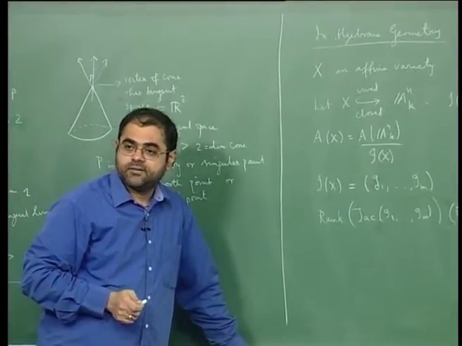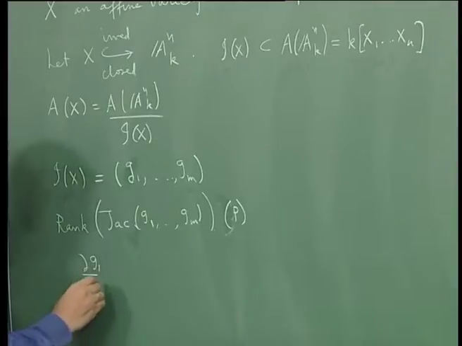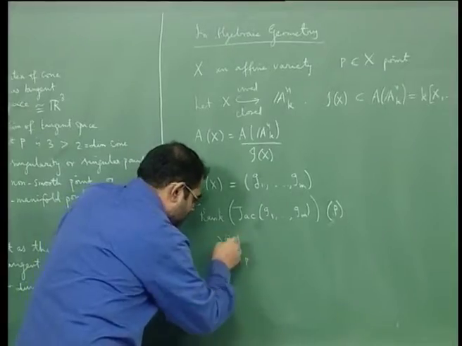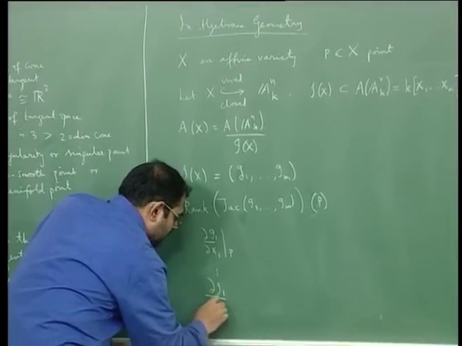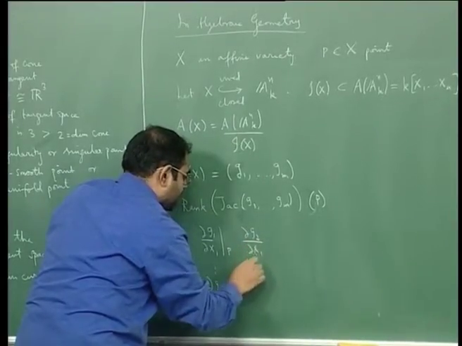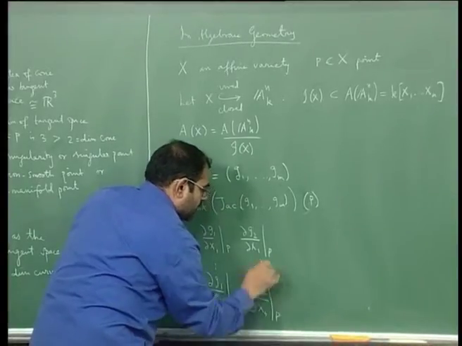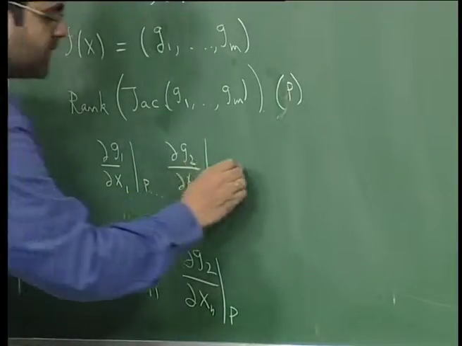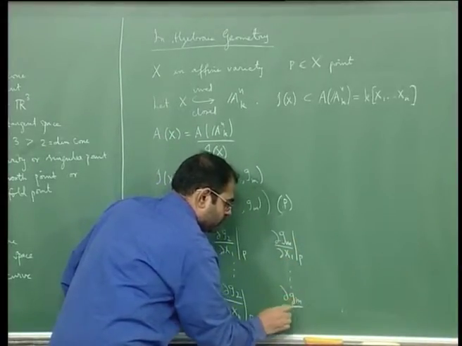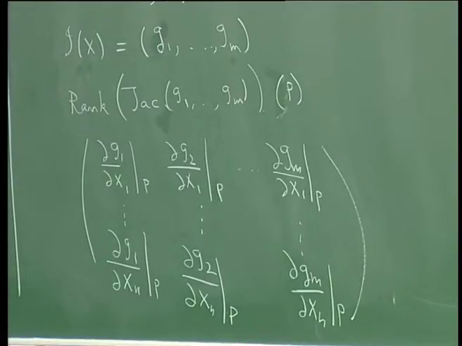Calculate this number. Basically, you take G1, partially differentiate it with respect to X1, and evaluate it at P. Then you do the same with G1 with respect to all the variables up to Xn, and then you repeat it with G2 with respect to X1 at P, up to the partial of G2 with respect to Xn at P, and so on. You have this matrix.